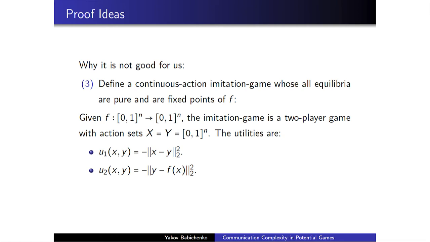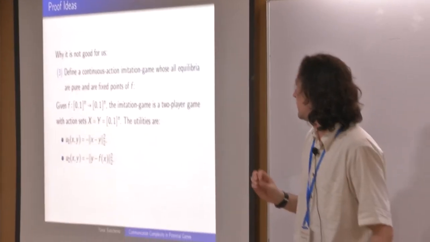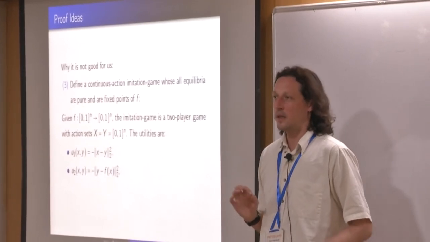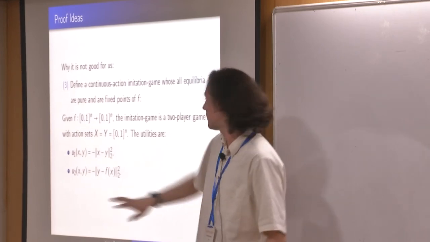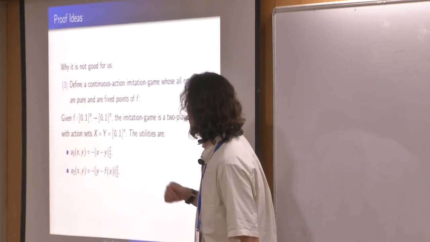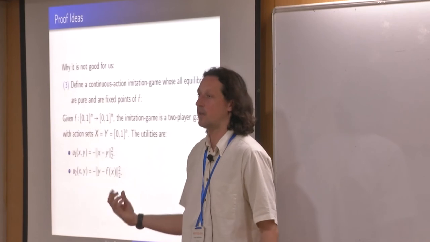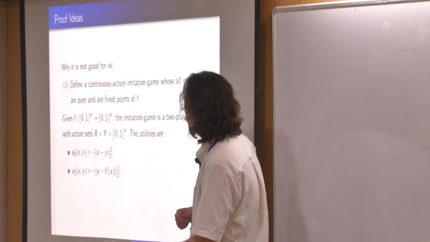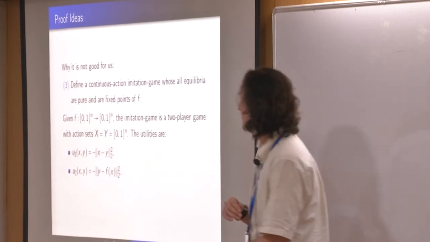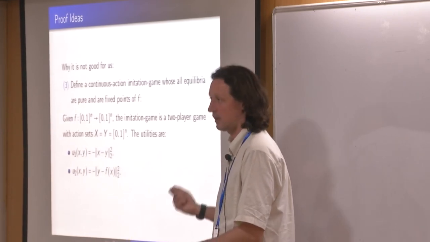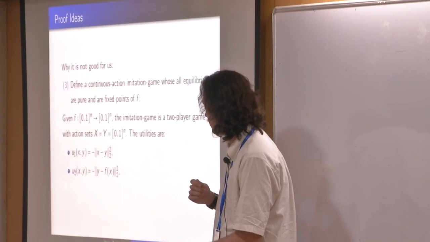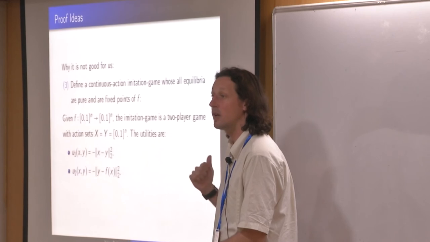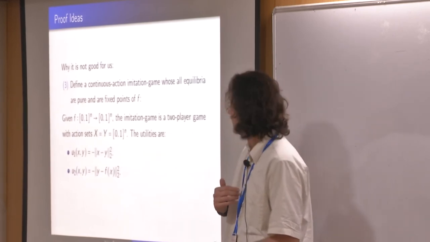Why is this structure not good for us? Let me focus specifically on item number 3 that I mentioned, which is to define a continuous imitation game whose equilibria are all fixed points of f. In fact, this is a very elegant and quite simple game. Think that you have a function f, and you want all equilibria to be the fixed points of f. I define the following game. Each player has to choose a point in the hypercube. The payoffs are essentially that player 1 tries to imitate player 2, namely to be as close as possible in the square of the L2 norm, and player 2 wants to imitate f of x, not x, but f of x.